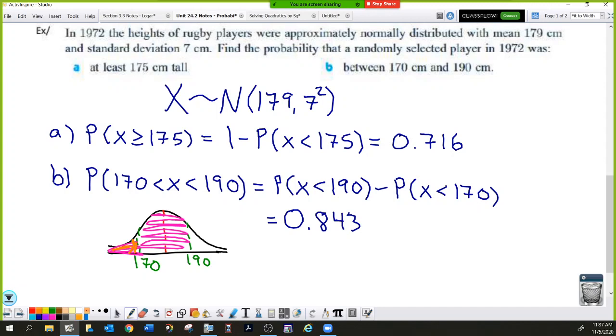There you go. Normal distributions. Do you have any questions on it before I go to the back side of the notes?